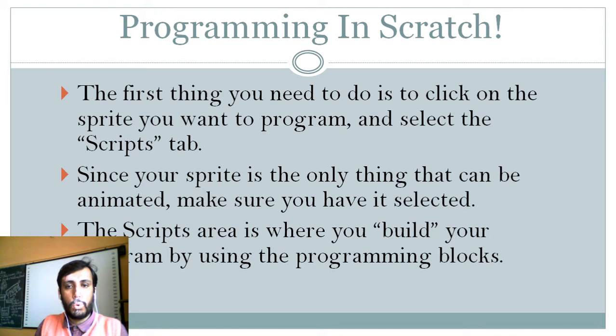First thing you need to do is to click on the sprite you want to program and select the scripts tab. Since your sprite is the only thing that can be animated, make sure you have it selected. The script area is where you build your program by using the programming blocks.